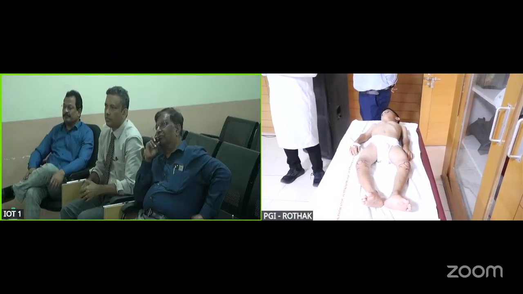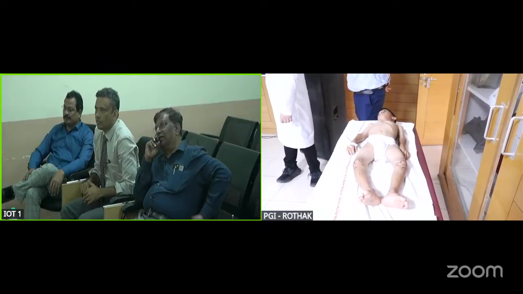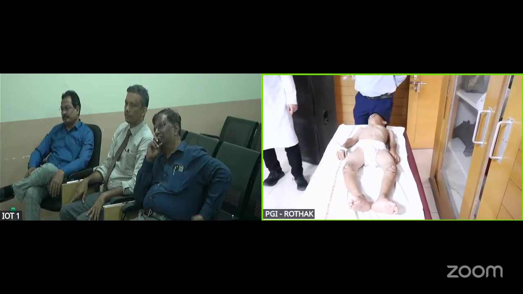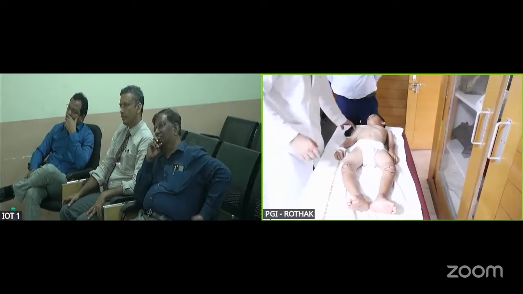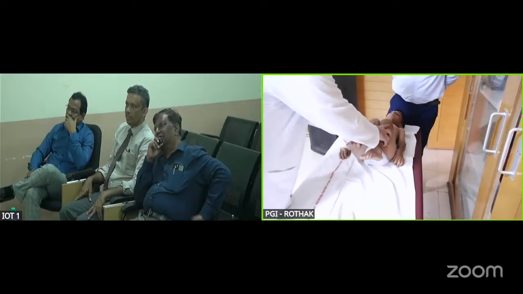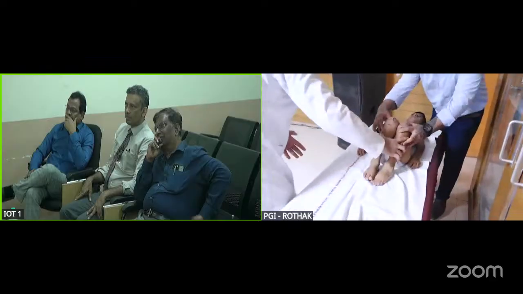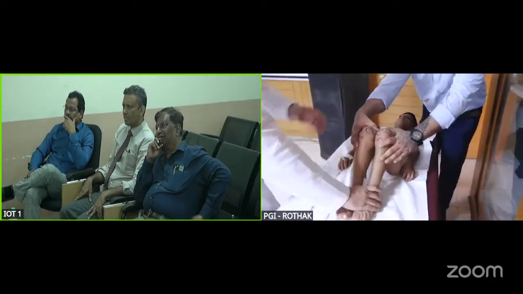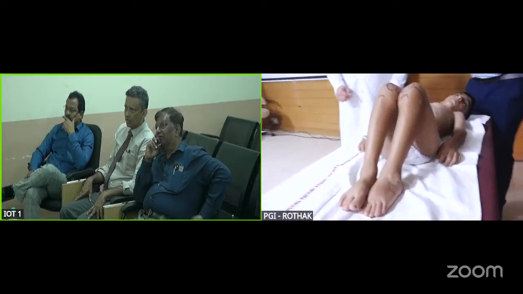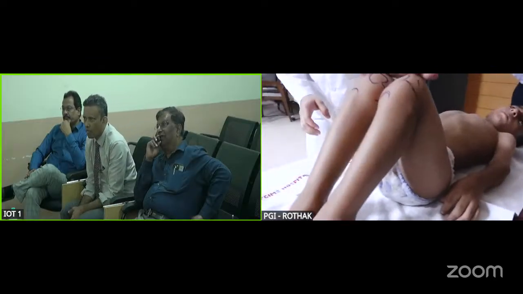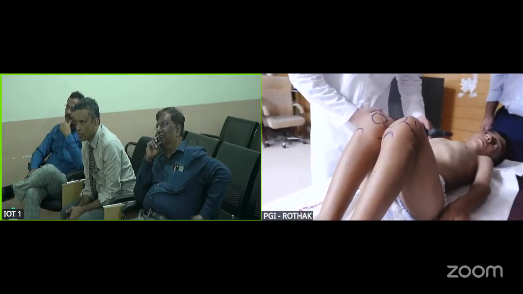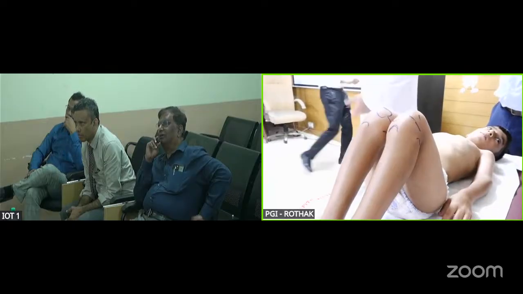Can you just bend the knee on both sides to demonstrate the Ellis test? Keep the foot down, then keep the knees at the same level. In this posture, do you think the level of the knee is equal on both sides, or is one at a higher level? The level is equal, sir.